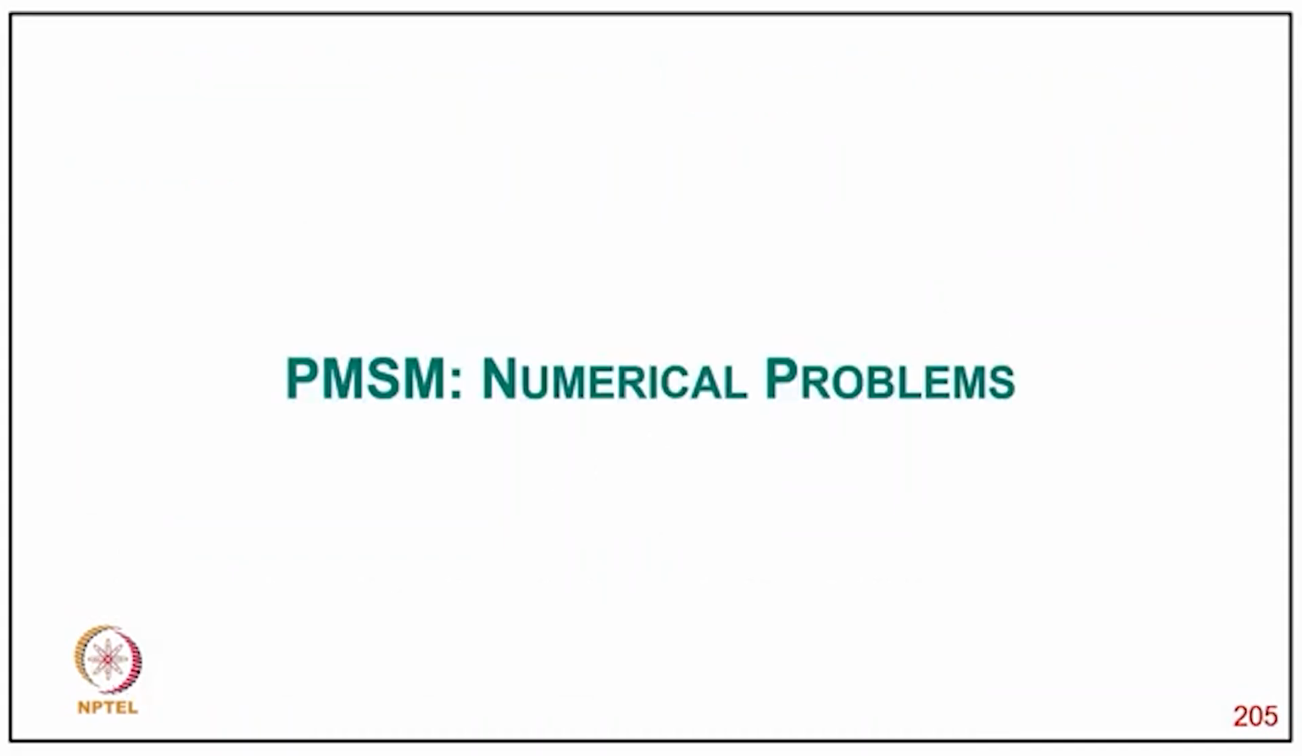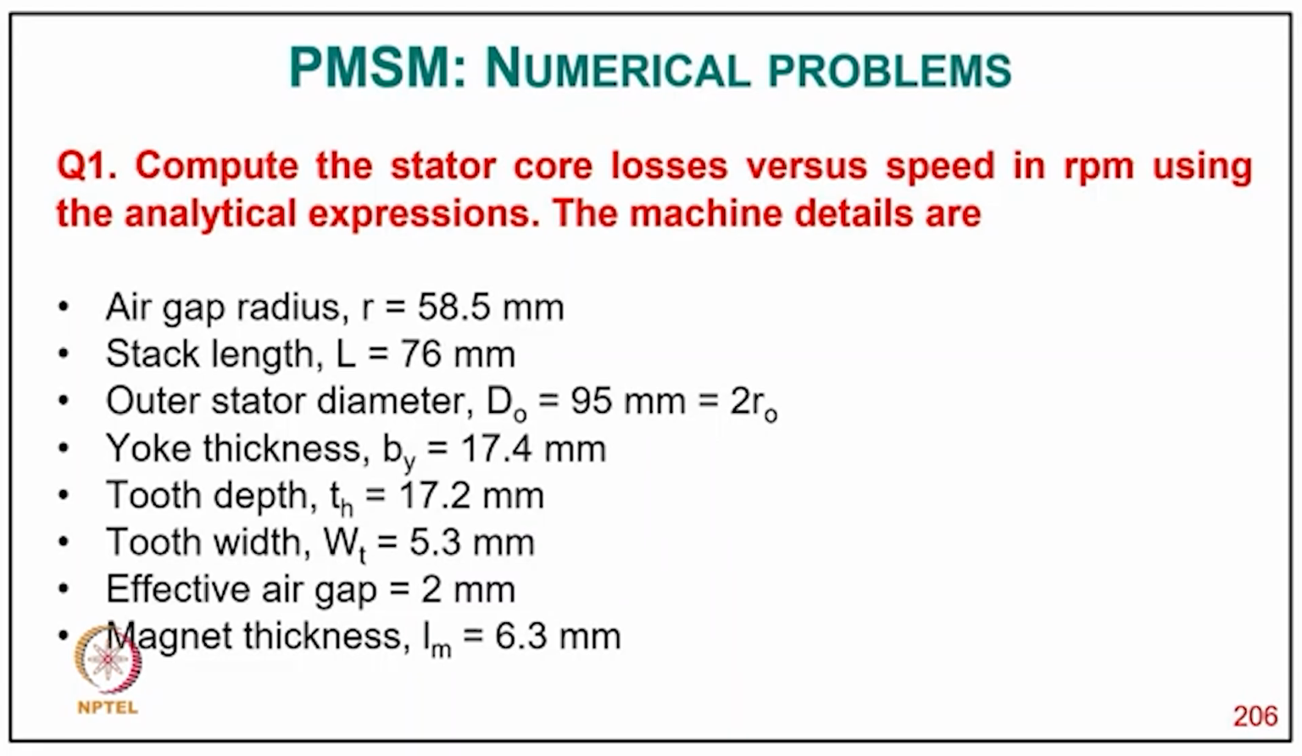Now, coming to the PMSM numerical problems. Question 1. Compute the stator core losses versus speed in RPM.